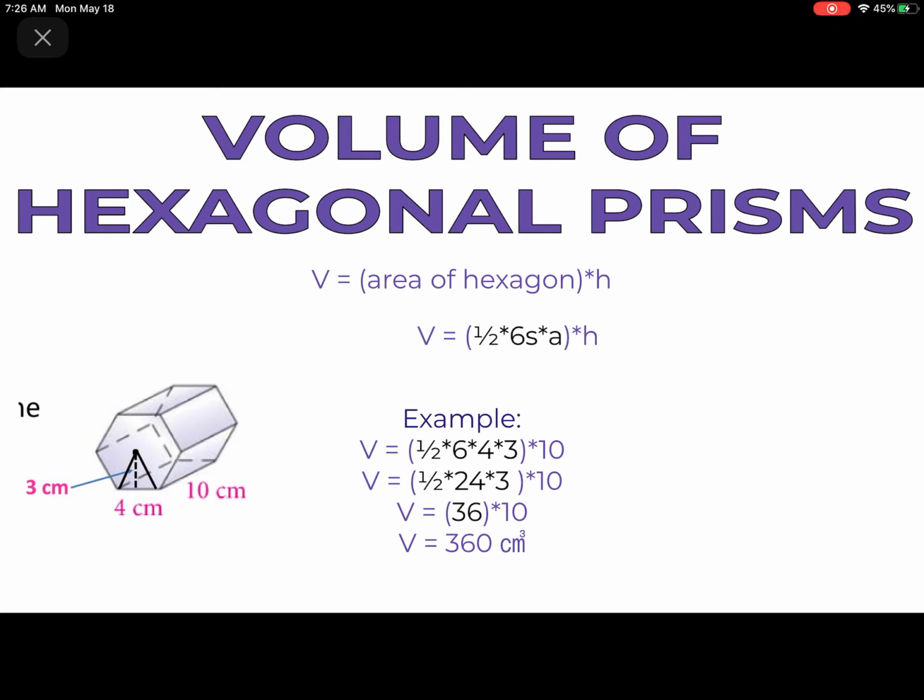So volume will equal 1/2 times 6 times 4 times 3 times 10. 1/2 times 24 times 3 times 10. 36 times 10. 360 centimeters cubed. All right. Nice and simple. Don't let the areas confuse you. You will be allowed to use this PowerPoint on anything, okay?